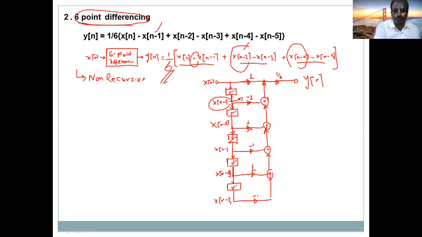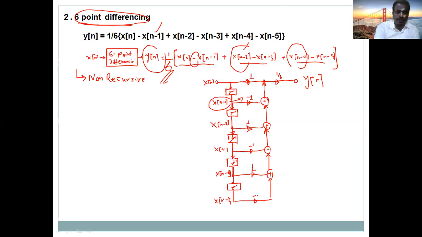Why is it non-recursive? Because again the output depends only on the input at this time and past inputs. The previous outputs do not affect the output, because the output does not depend on past values of outputs. I'm not talking about inputs.